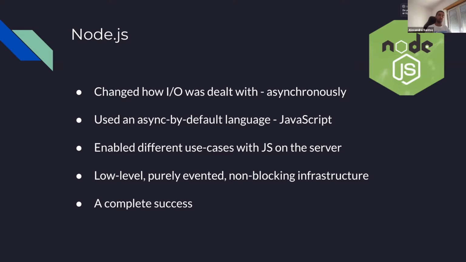Instead of stopping the world, we can delegate the I/O to the underlying operating system and go fulfill other requests, other tasks. This led him to choose JavaScript and bring it to the server, as JavaScript is an asynchronous by default language. It was created to add interactivity to web pages, and we were very used to event listeners, callbacks, and so on. All of that made JavaScript the perfect candidate. Of course, it enabled many different use cases, pushed the language forward a lot, and established itself as a success and as a low-level, purely event-driven, non-blocking infrastructure, which we all love and use every day.